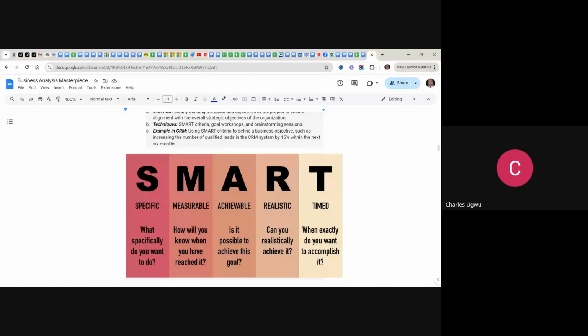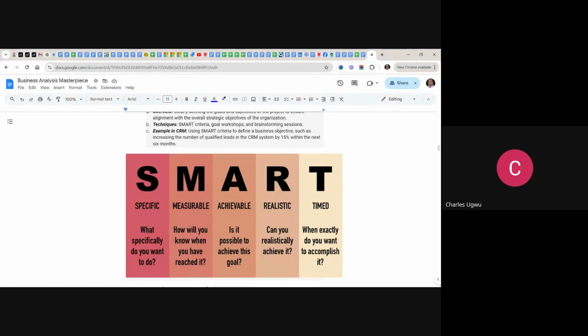And the number of qualified leads. If you are doing another thing outside qualified leads, you are out of it. If you are implementing a CRM system and working within sales and marketing, this is what they want you to do. They don't want any other thing. Everything you are going to do is towards this. What are you going to do to increase these qualified leads?